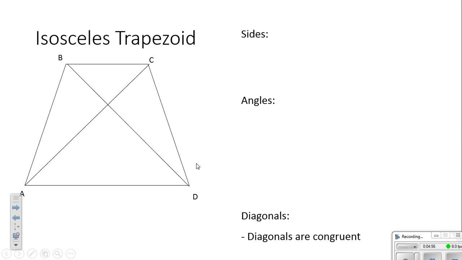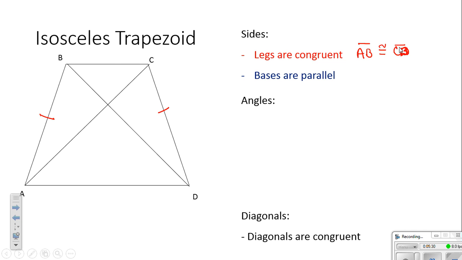Okay, so now we're moving on to an isosceles trapezoid. Remember we've talked about isosceles triangles. Now we're going to talk about an isosceles trapezoid. Their sides have legs that are congruent. So what's congruent? AB is congruent to CD. That's a D. Okay. What else do we know? The bases are parallel. If we want to call it a trapezoid, and trapezoids have bases that are parallel, well, isosceles trapezoids have to have bases that are parallel. So BC has to be parallel to AD.